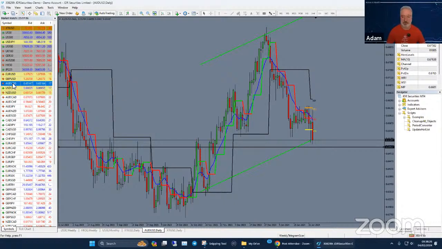Okay, so let's run through these. Aussie dollar looking bearish, channel's not in the right place. Dollar Swissy, let's get that, come on. Obviously MT4's decided to take a break again. All right, come on. It should be fine. I probably just threw too many things on the charts at the same time.